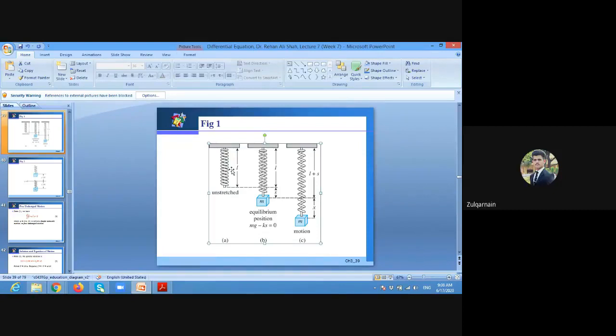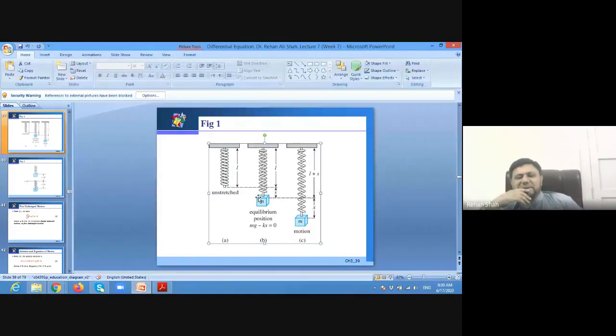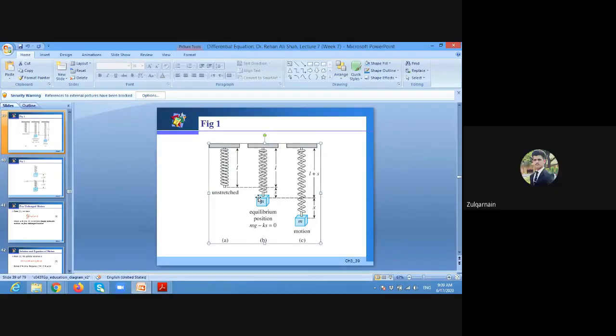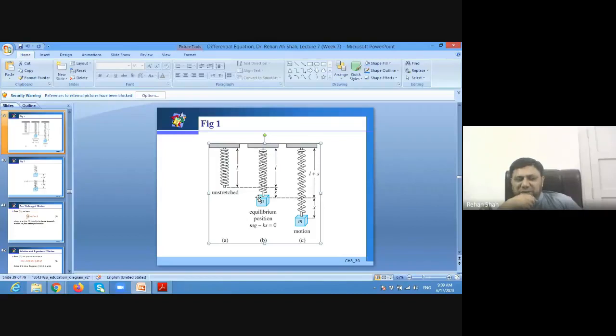Yes, sir. Okay. Why does its length increase? Due to weight. Due to force. Yes, and weight is the force in this case. So the spring displaces its points due to weight, due to gravitational force.